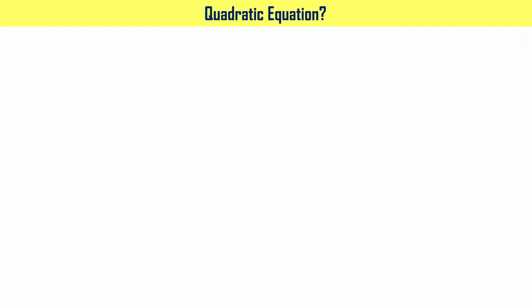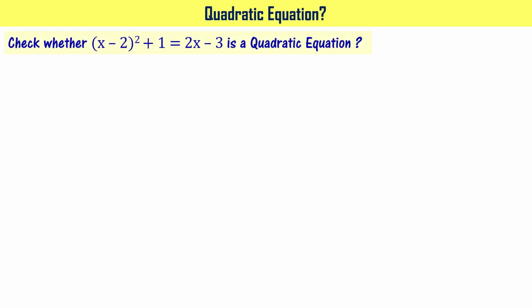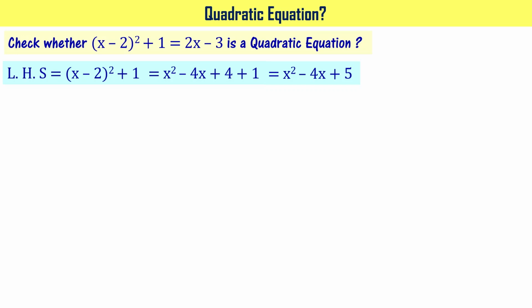Let's take a look at this. We want to see whether the given equation is a quadratic equation or not. Let me write the LHS of the given equation, that is x minus 2 whole square plus 1. x minus 2 whole square can be expanded using the a minus b whole square formula, right? When you do that, you get x square minus 4x plus 4, and add plus 1 to that, so that this becomes x square minus 4x plus 5. The LHS of the given equation is x square minus 4x plus 5, right?